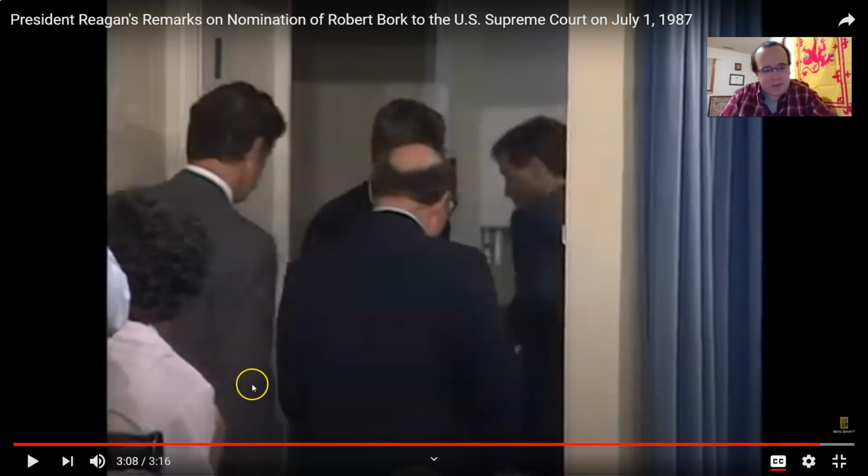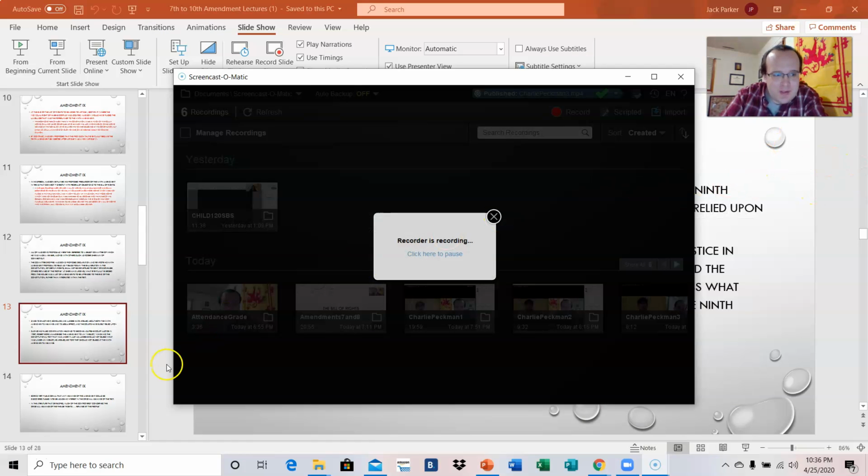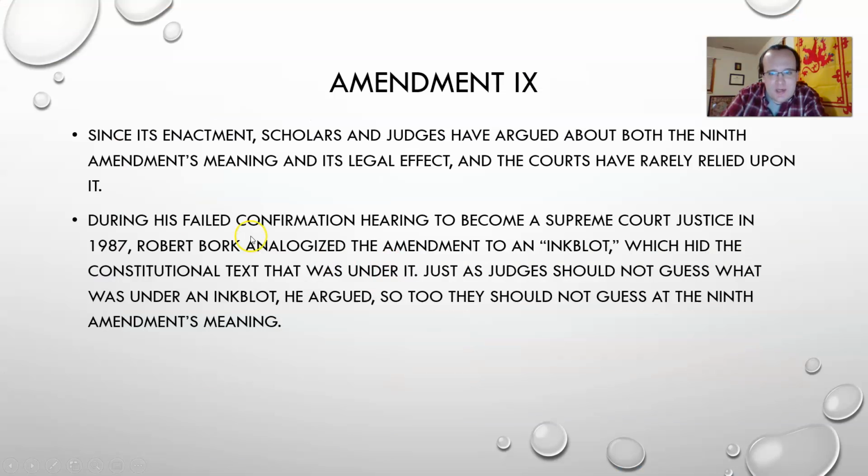Well, so much for no answers. But anyway, yeah, Robert Bork. So he analogized the Ninth Amendment here to an ink blot, which hid the constitutional text that was under it. So just as judges should not guess what was under an ink blot, he argued, so too they should not guess at the Ninth Amendment's meaning.